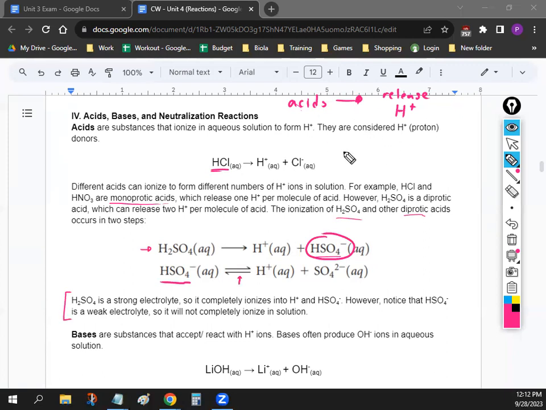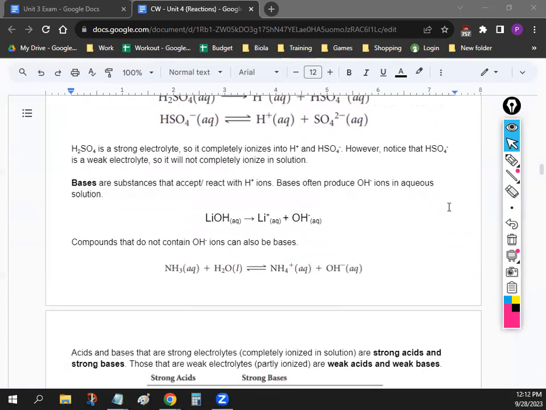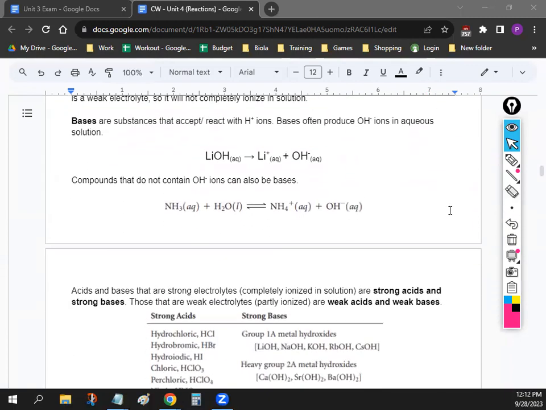Okay. All right. Everybody good with that definition? Okay. So the opposite of acids are compounds called bases. And bases are a little bit trickier to define. There's two definitions you're going to want to know. The first is bases. They're like acids who give up H plus, but bases release OH minus. They give up hydroxide.